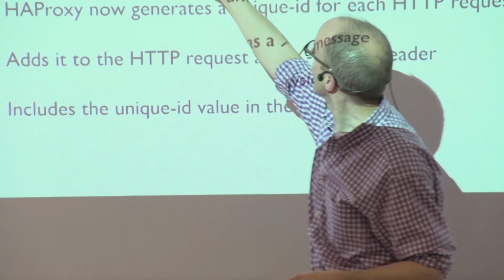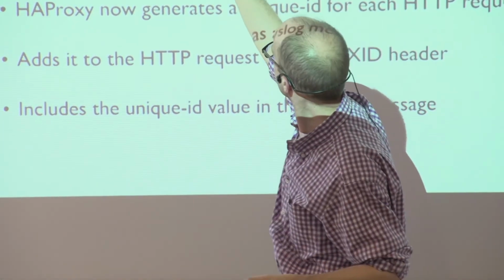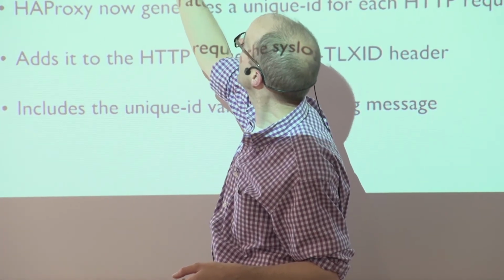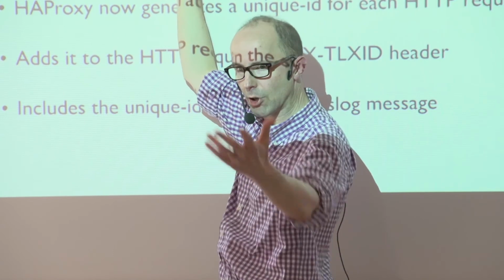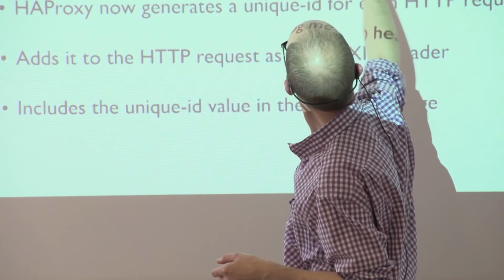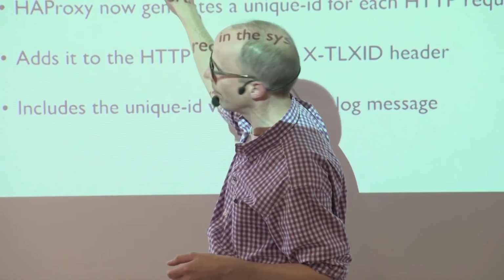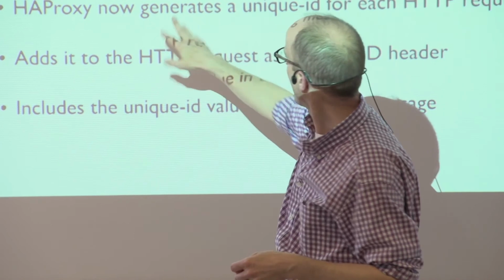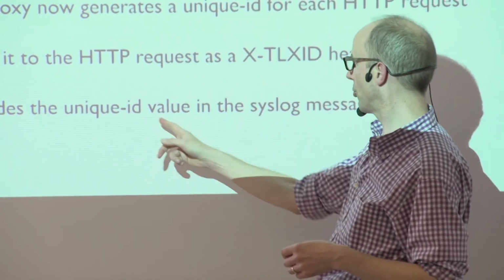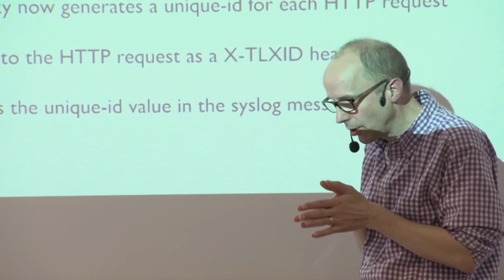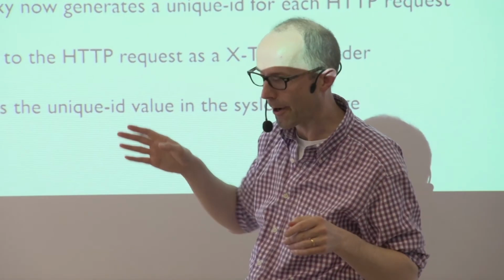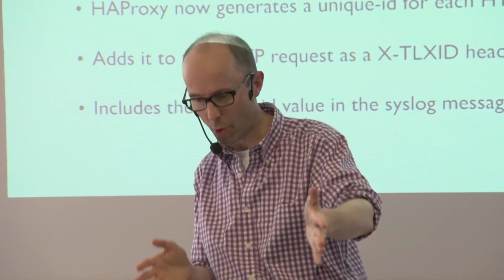In HAProxy, you define a unique ID, which is just the standard one that they recommend, and you say, I'd like you to put this unique ID into an extra header. So as the request passes through HAProxy, it adds a new header, and this ID field is what makes that ID get included. HAProxy now generates a unique ID for each request, adds it to the request, and includes the unique ID in the syslog message. So suddenly you have the same ID going in both directions: in the syslog, and in the request.